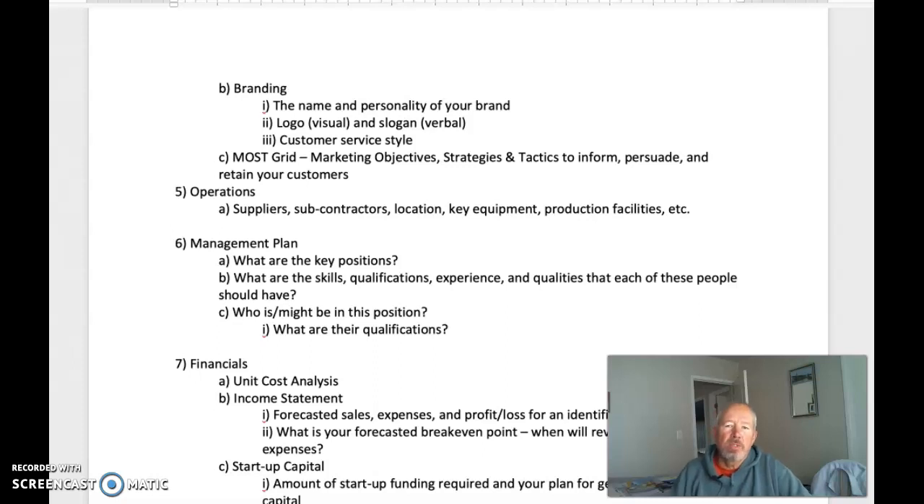Then we're going to develop a more actionable marketing plan by developing a MOST grid, which is marketing objectives, strategies, and tactics. And in that, we're going to include 1 or 2 SMART objectives. SMART objectives are those that are specific, measurable, achievable, relevant, and time-bound. Then we're going to develop our operations section.